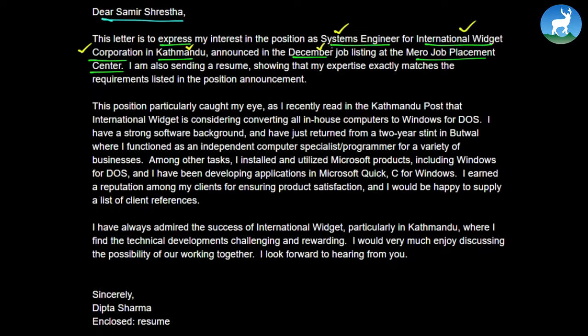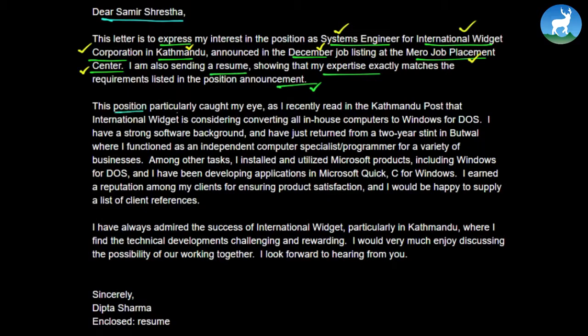So you can just be careful about the month. And where was it advertised? It was advertised on Meru Job Placement Center. So it was advertised online. I'm also sending a resume showing that my expertise exactly matches the requirements listed in the position announcement. So he is also going to send the hiring person a resume, which is good.